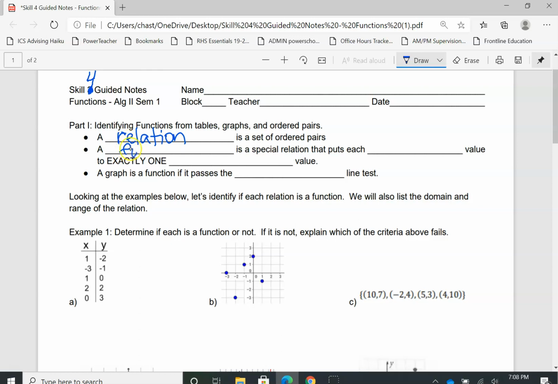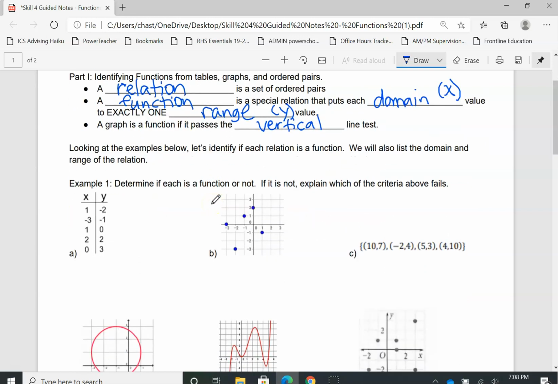There doesn't have to be any rhyme or reason to it. A function, however, is a special relation that puts each domain value, and when we think domain, I want you to think x coordinates, each domain value must pair to exactly one range value, which I want you to be thinking y coordinates. And if you're looking at a graph, it is a function if it passes what we call the vertical line test. Many of you already know what that means, but we will talk about that as we look at these examples.